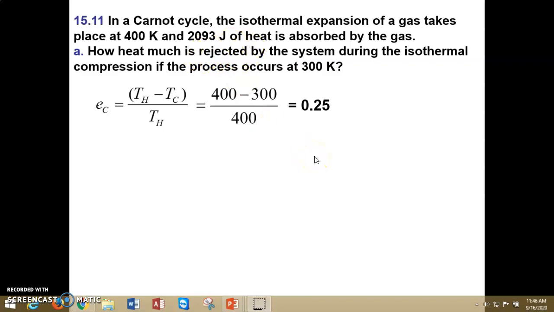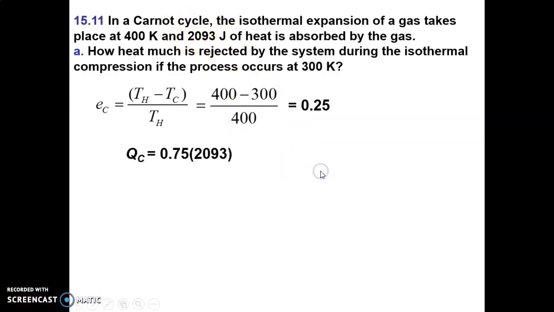That would be 75. So if we take this and multiply by 75%, this is the rejected heat, right? A lot of cars will probably be something like that. This is an ideal engine, actually, so still not very good, but that's a good example of a problem.